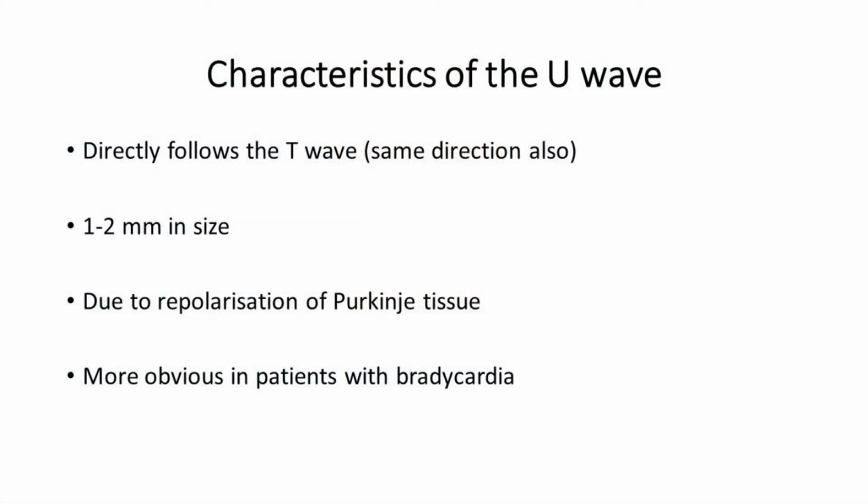They're typically seen in slower heart rates, so patients or athletes who have a bradycardia, which may be physiological or pathological, tend to demonstrate U waves more clearly on their ECG. What you're looking for is a wave in the same direction after the T wave that's best seen in V2 and V3.